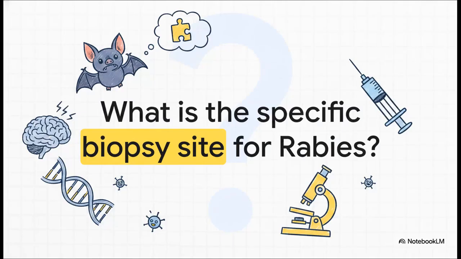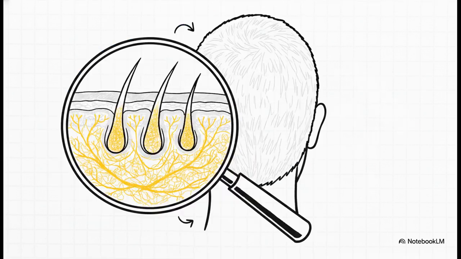So how exactly do we nail down a diagnosis when the clinical picture is blurry? When serology is predictably negative during that crucial first week of symptoms, you're going to need tissue to confirm it. What is the highly specific biopsy site used to detect the rabies virus antigen? It's a skin biopsy from the nape of the neck.